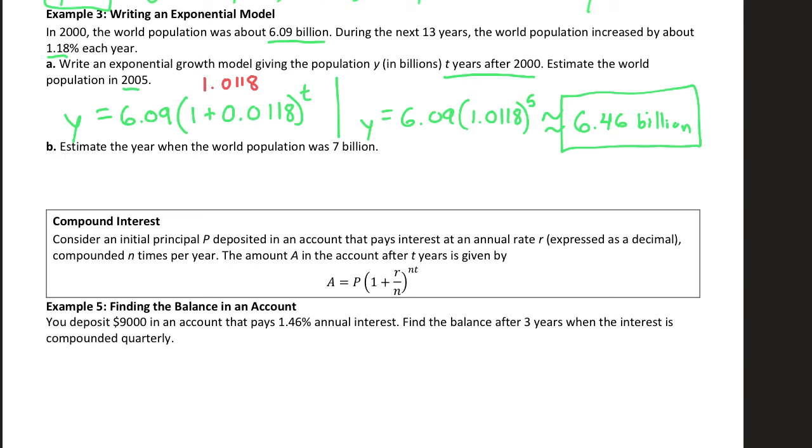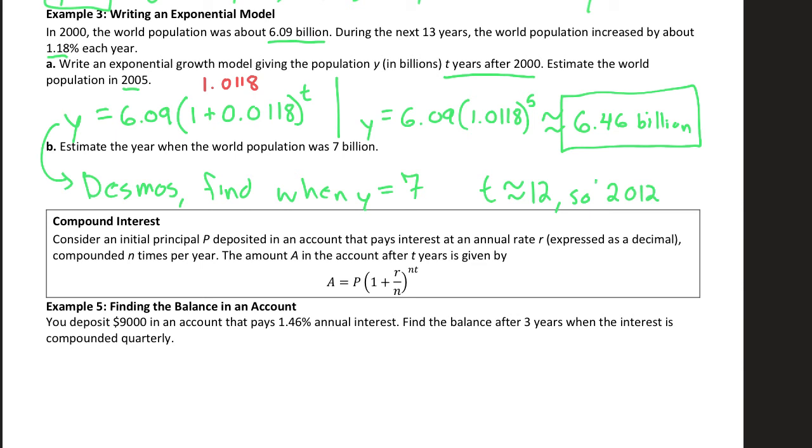And then estimating when the population was 7 billion, that's where you substitute our function into Desmos and then find when y is 7, okay? So what would that correspond to? That would correspond to about 12. So it would be roughly in 2012 when we would have a population of 7 billion, okay?